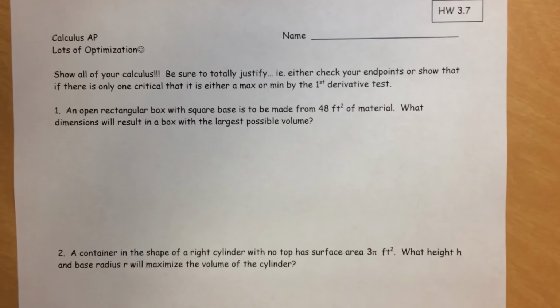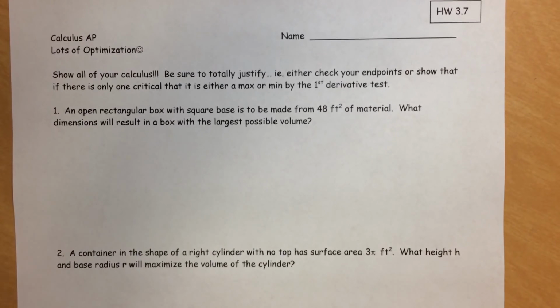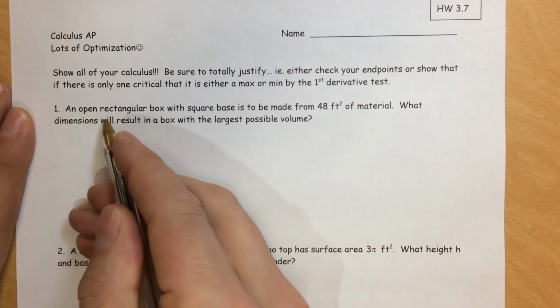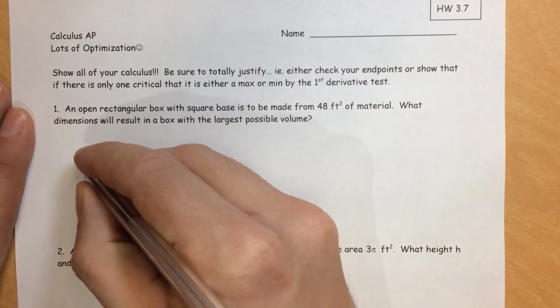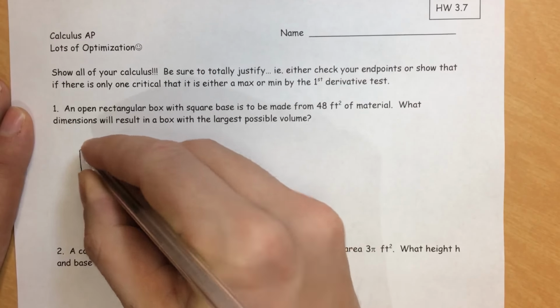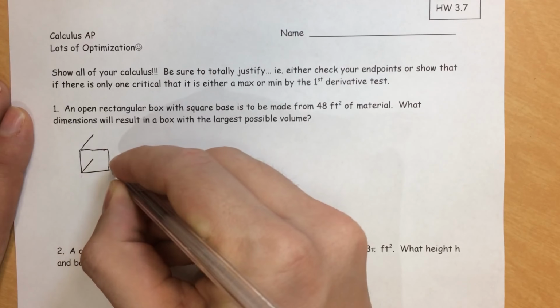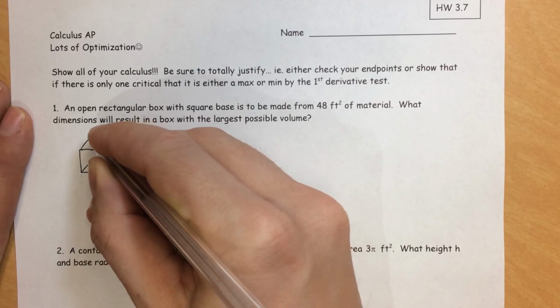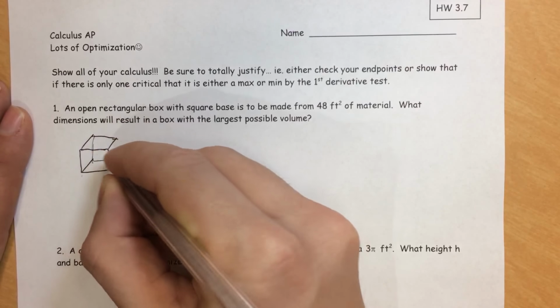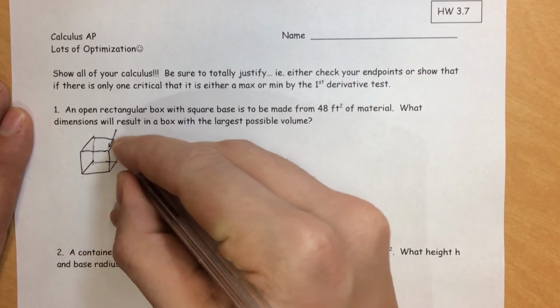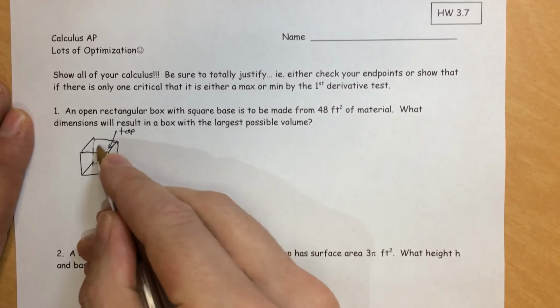All right, in homework 3.7, we're doing optimization. I'll do a few of these problems with you. The first one, an open rectangular box. I'm going to start by drawing a picture of what that looks like. There's some kind of a box. This is my attempt at drawing a box. And there is no top. The top is open, so it's blank.